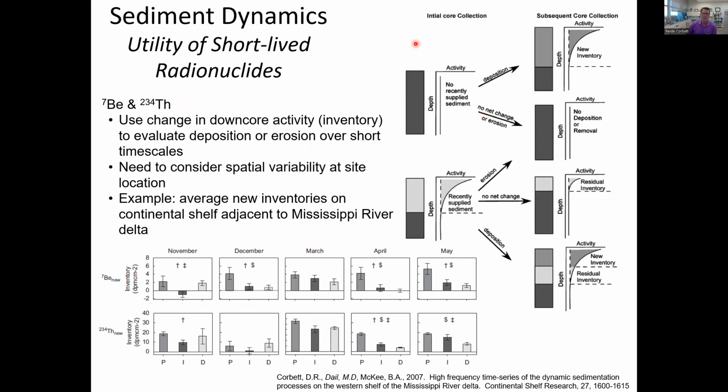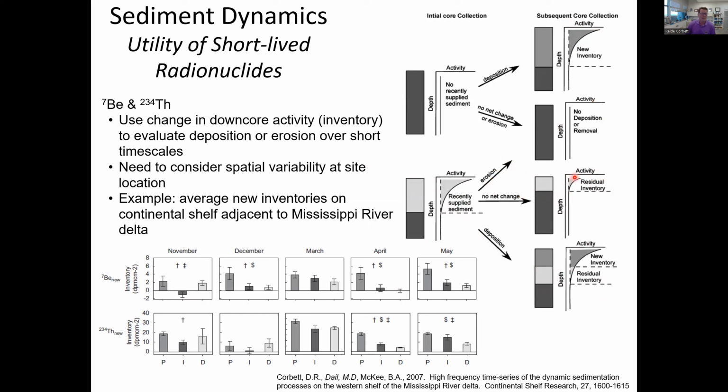And so going from that initial core to a subsequent core, what do you see? Do you see new activity, a new inventory of beryllium or thorium, or maybe no change? If you had some beryllium or thorium present in that initial core, you can then decay correct that to see what you have in the subsequent core. Do you have new material in addition to what might be left over that had decayed through time, shown here? Versus maybe you just had erosion that took place or no change.